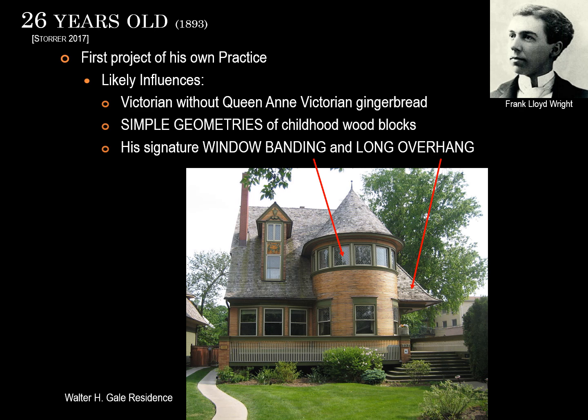And you can see some very unique features of what he's going to be well known for later on here. Of course, the simple geometries we've already talked about, but now the banding of windows you can see in that turret, and also the long overhangs we'll be talking about a little bit later, especially when you get into the prairie style homes. We're going to talk about window banding here.